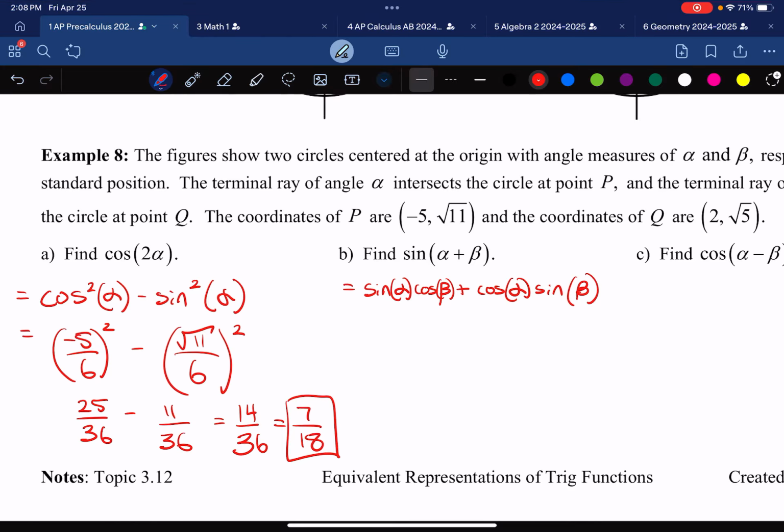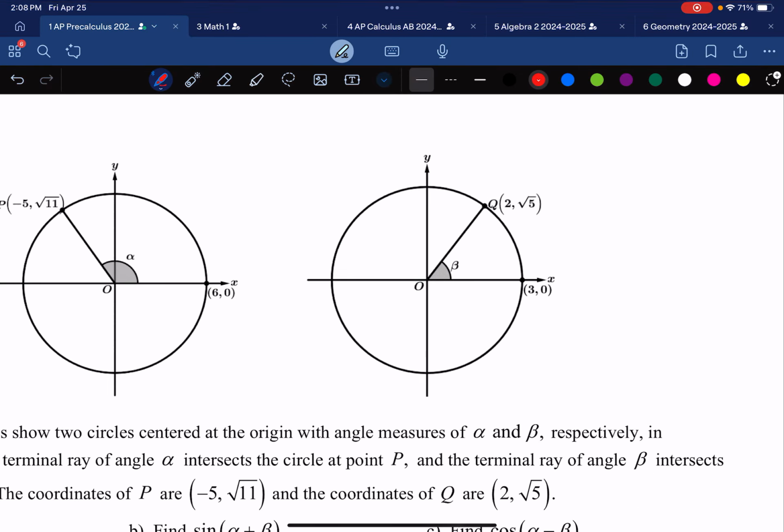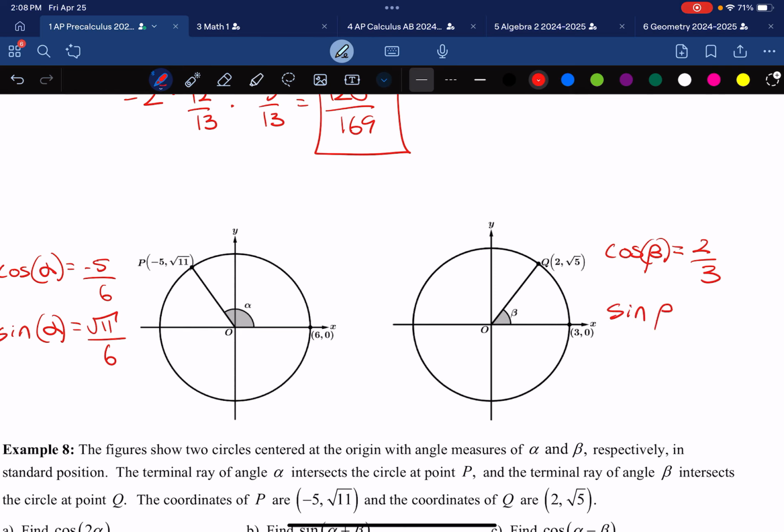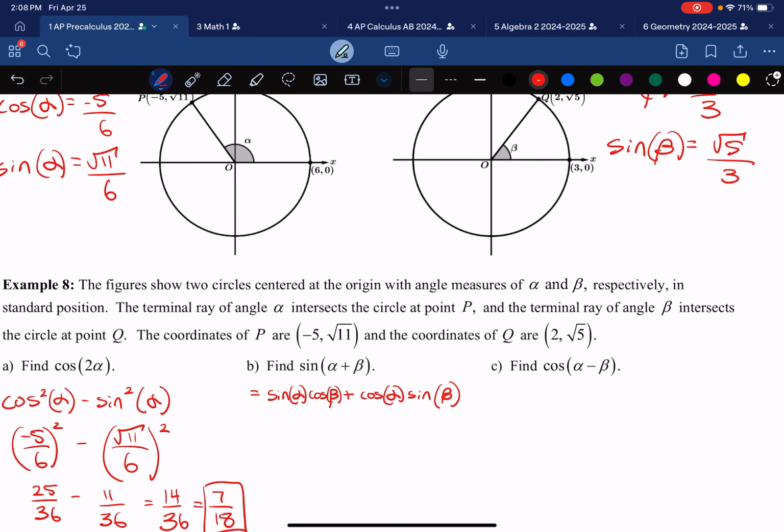There you go. So again, the question is, what are each of these? And over here, I need to figure out what sine of beta and cosine of beta are. So let's say cosine of beta is going to be the x-coordinate divided by the radius. So it's going to be 2 divided by 3. And then sine of beta is going to be the y-coordinate, the square root of 5, divided by the radius, 3. All right, so I can plug all of that in. So sine of alpha is square root of 11 over 6. So this is the square root of 11 over 6 times cosine of beta. Cosine of beta is 2/3. 2/3 plus. Okay, cosine of alpha.